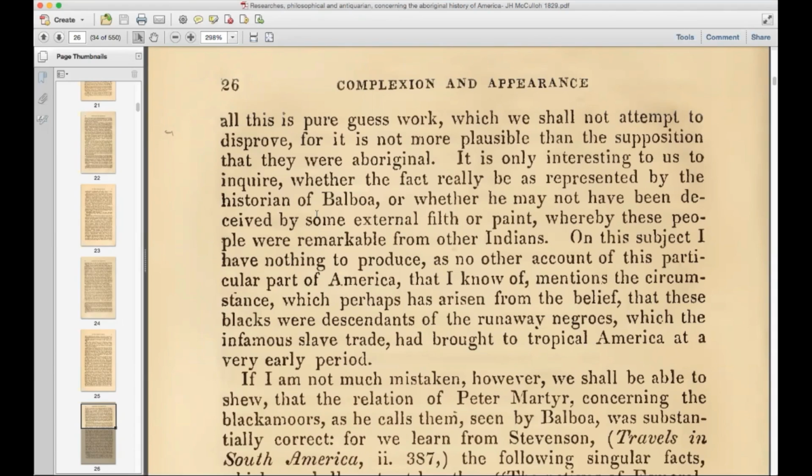be aboriginal? All right. It is only interesting to us to inquire whether the fact really be as represented by the historian of Balboa, or whether he may not have been deceived by some external filth or paint, whereby these people were remarkable from other Indians. On this subject, I have nothing to produce, as no other account of this particular part of America that I know of mentions the circumstance, which perhaps has arisen from the belief that these blacks were descendants of the runaway Negroes, which the infamous slave trade had brought to tropical America at a very early period.